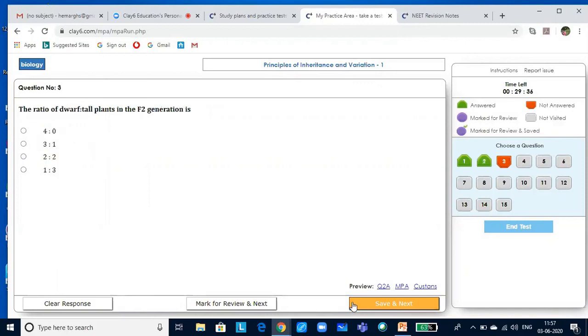The ratio of dwarf plants to tall plants in the F2 generation. See, look at the question. It is not tall is to dwarf. It is dwarf is to tall. So it is going to be 1 is to 3.